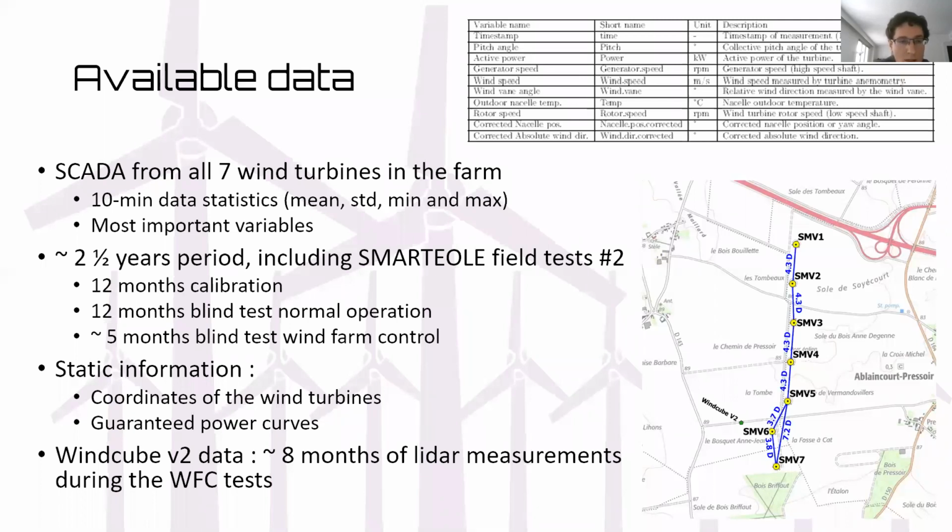Along with this SCADA data, there will also be some static information: basically the coordinates of the wind turbines in the farm, and also the guaranteed power curves and thrust curves of the wind turbines. During field test number 2, we also had a WindCube V2 LiDAR measuring the incoming inflow close to the SMV6 wind turbine. So we will also be sharing this data set for the benchmark exercise.